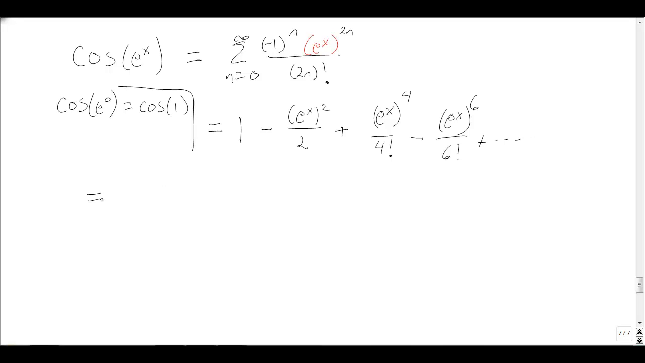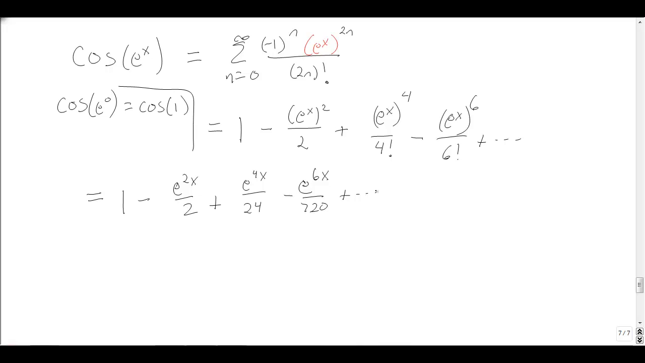So what I'm going to get now is 1 minus e to the x squared. That's e to the 2x over 2, plus e to the 4x over 4 factorial, which is 24, e to the 6x over 6 factorial, which is 720, plus blah, blah, blah.